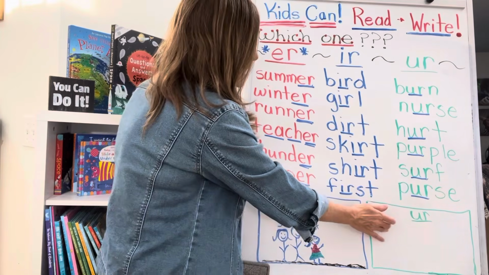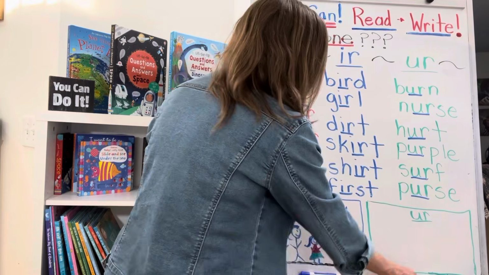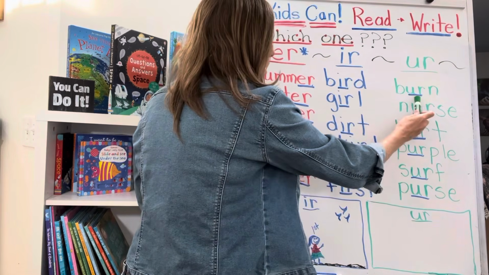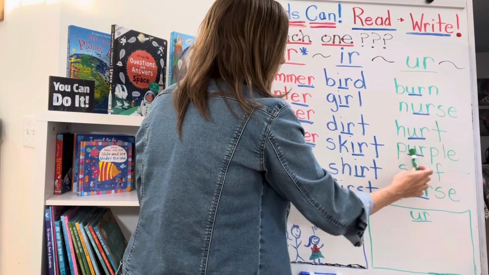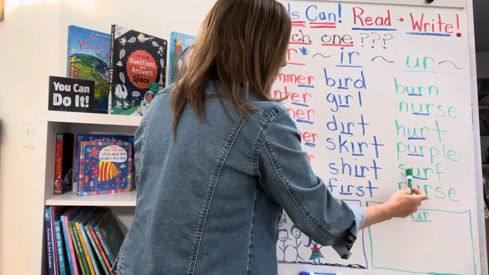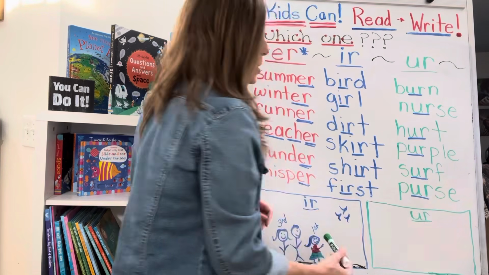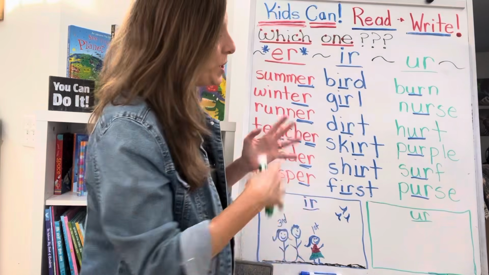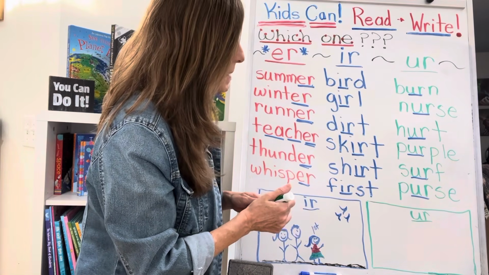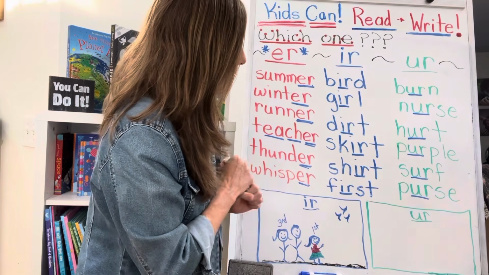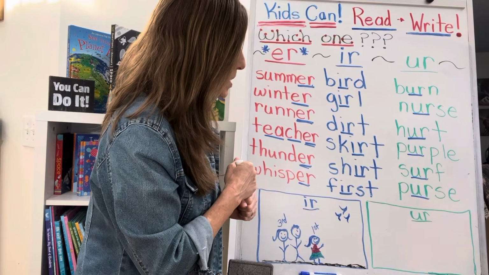So let's look at the UR ones now. Our words for UR, we've got burn, nurse, hurt, purple, surf, and purse. So we want to get those in our picture. So you can pause this, make your own picture if you want, or you can follow along with me. So let's see, I've got burn, nurse, hurt, purple, surf, and purse.